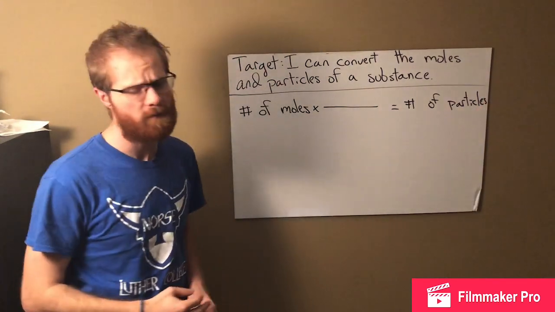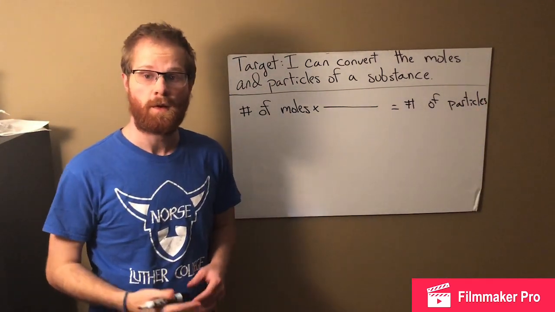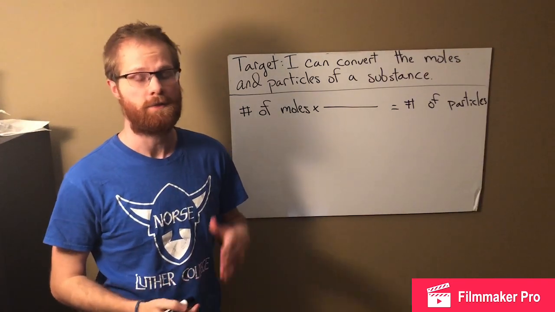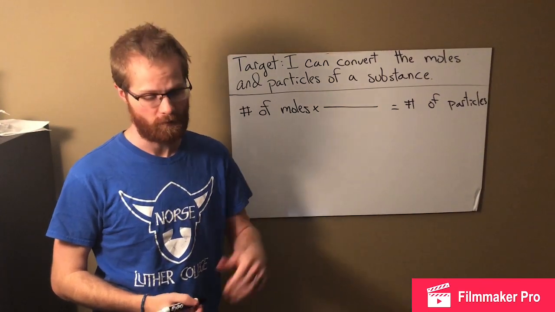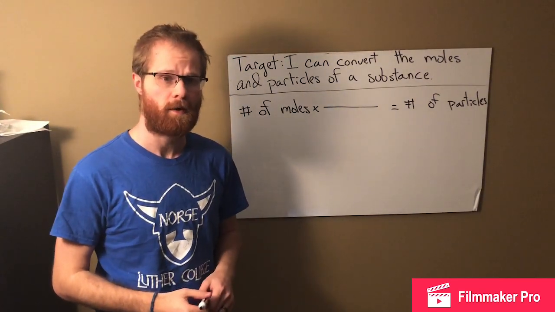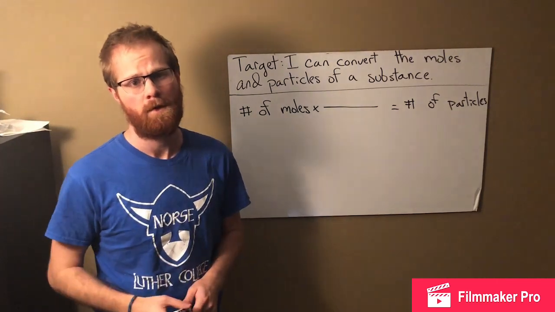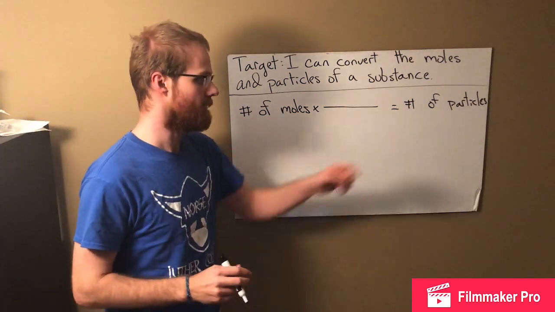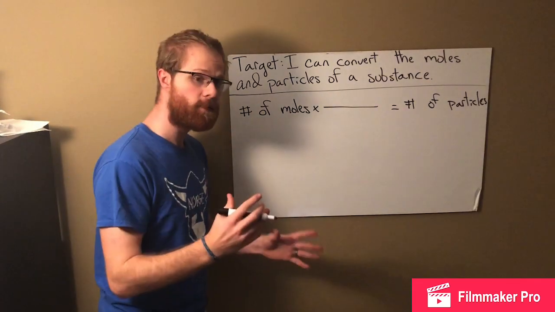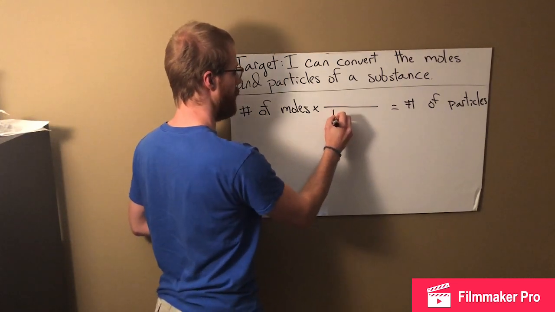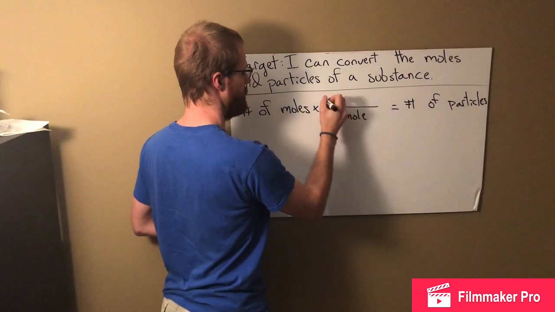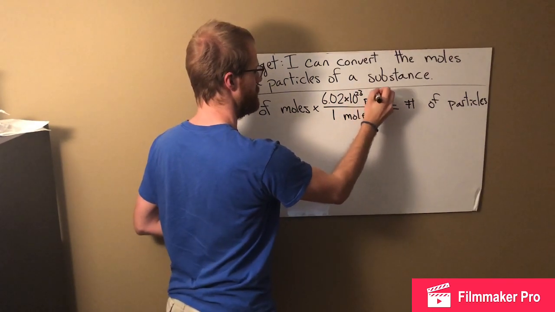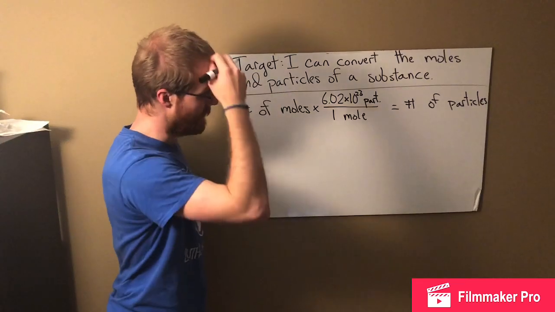Okay, so what conversion factor do we use? Well, if you can recall from yesterday, we talked about something known as Avogadro's number, which is 6.02 times 10 to the 23rd particles in 1 mole. So I can use that ratio to help figure out the number of particles. I can have 1 mole on the bottom, and Avogadro's number in particles, which I will abbreviate as part, on the top.